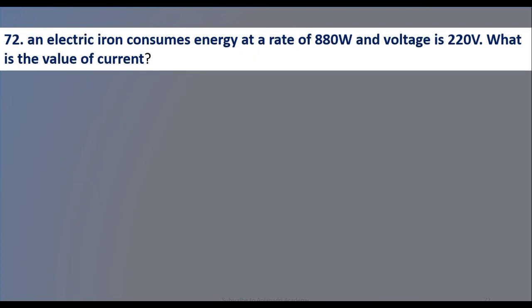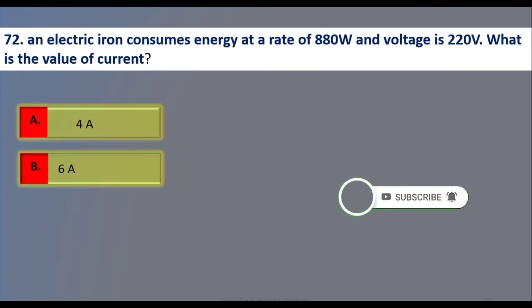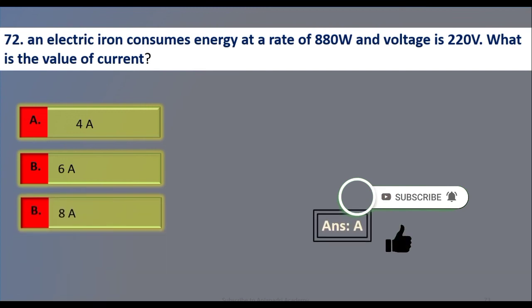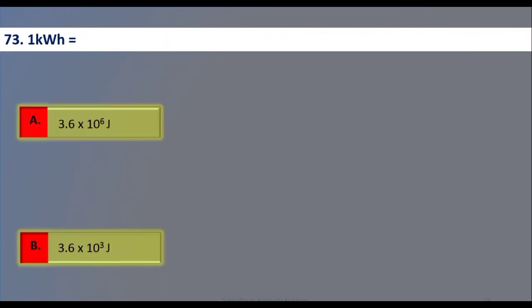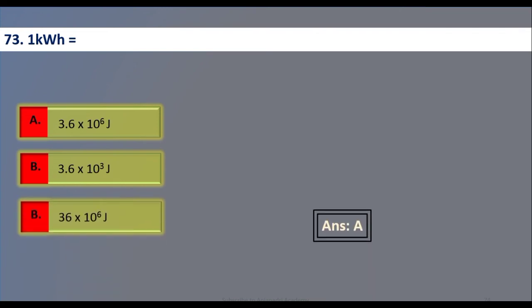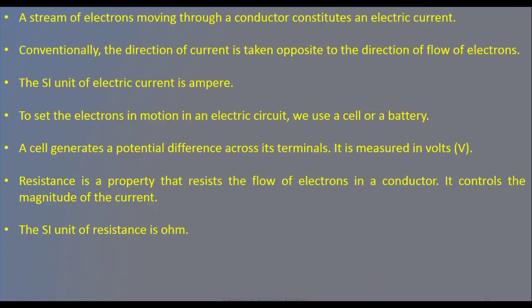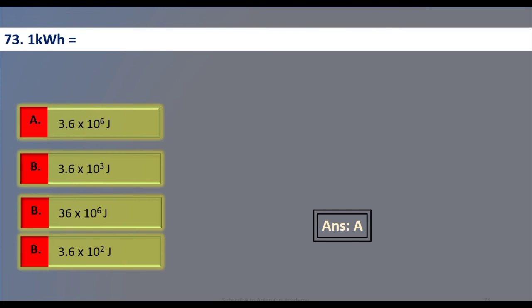An electric iron consumes energy at a rate of 880 watt and voltage is 220 volt. What is the value of current? We know P is equal to VI. It is 880 divided by 220, that is 4 ampere current. 1 kilowatt hour means 3.6 into 10 raised to 6 joule. Therefore option A is the right answer. That's all about the multiple choice questions.